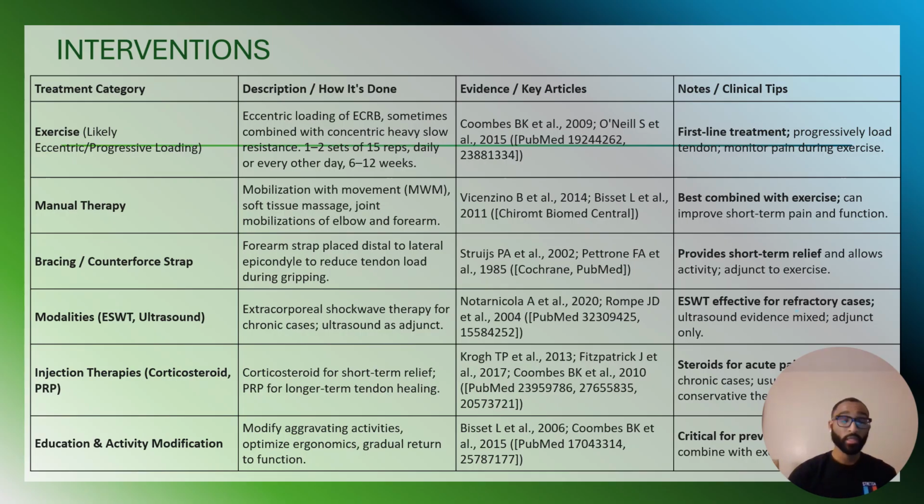durability. And then for manual therapy, we've got some mobilization with movement, some soft tissue massage, and some joint mobs of the elbow and forearm to reduce pain. These are commonly combined with exercise. And then we've also got modalities, so we've got some shockwave therapy and a little bit of ultrasound for the same thing, to reduce some of the pain and induce cellular perforation.